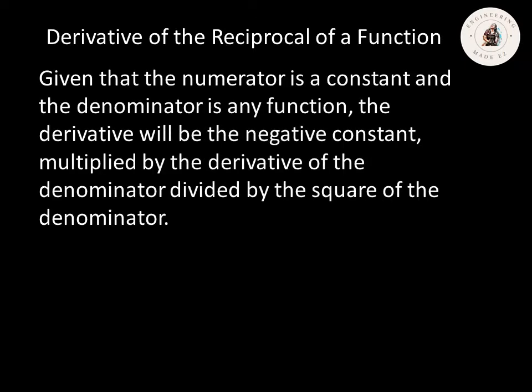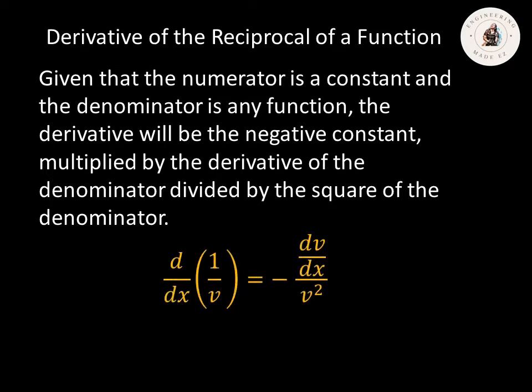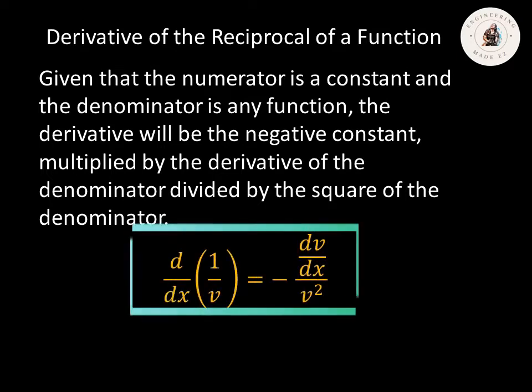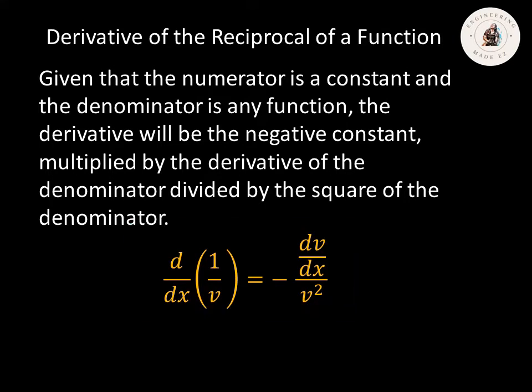Next is the derivative of the reciprocal of a function. Given that the numerator is a constant and the denominator is any function, the derivative will be the negative constant multiplied by the derivative of the denominator, divided by the square of the denominator. We have the formula, the derivative of 1 over v with respect to x is equivalent to negative the derivative of v with respect to x divided by v squared.